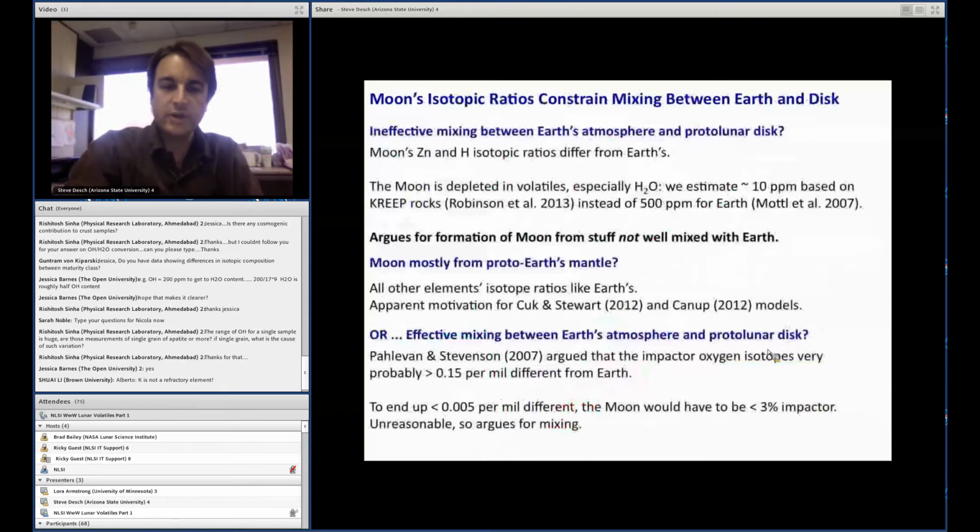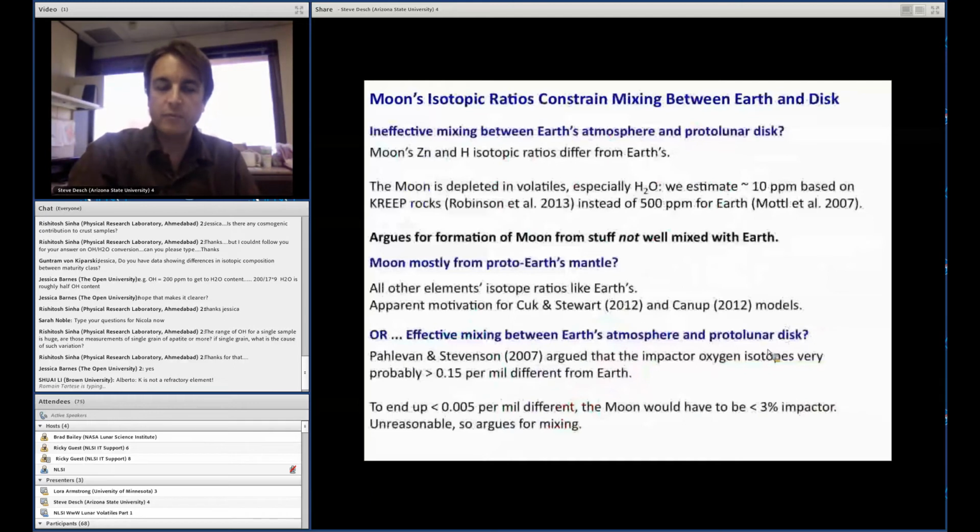And yet, the oxygen isotopes especially are very constraining. These would argue that you do have to mix the materials very well, because Ćuk and Stewart... rather, Pahlevan and Stevenson showed that for the likely difference in oxygen isotopes between the Earth and the impactor, you would have to derive the moon from over 97% Earth material to get such a small difference in oxygen isotopes.